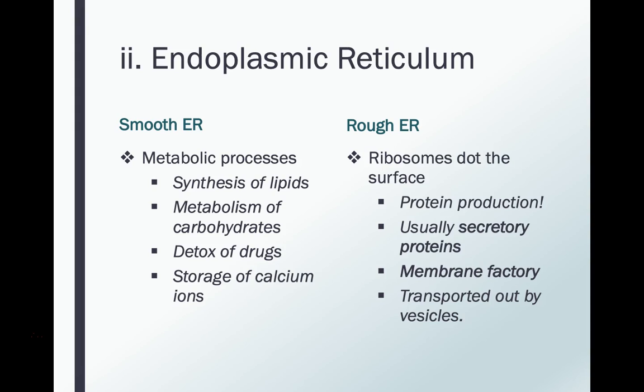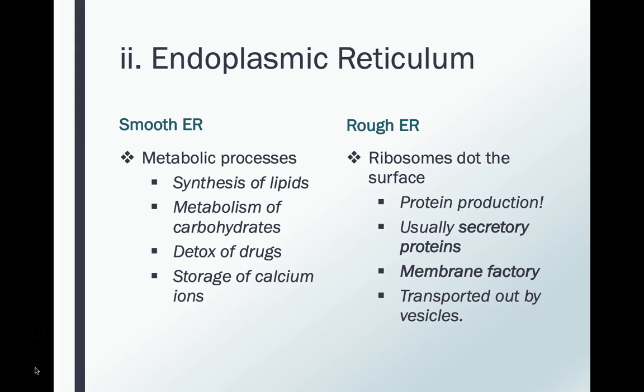And then we also see some storage in the smooth ER. Calcium is a big one that's stored in muscle cells. Calcium's needed for producing the action potential, which we don't really talk about in this class, but the action potential for movement of muscles. So depending on the cell, the smooth ER might do more of one of these things and less of another, but it has all of those capabilities. The ER, as I said, is also a membrane factory. It produces phospholipids for repairing and replacing membrane.